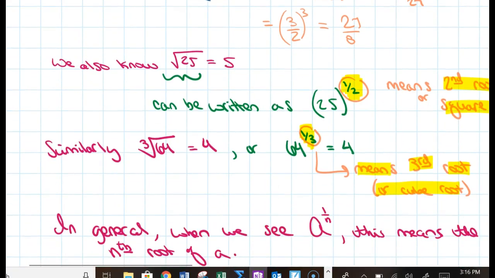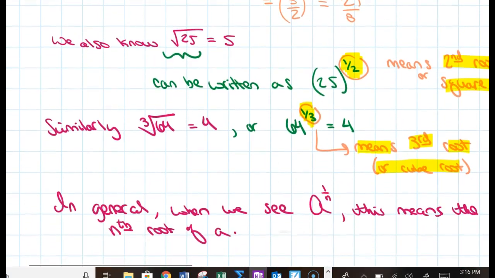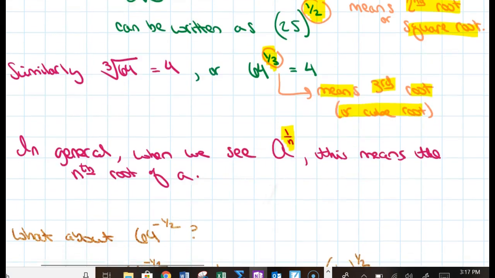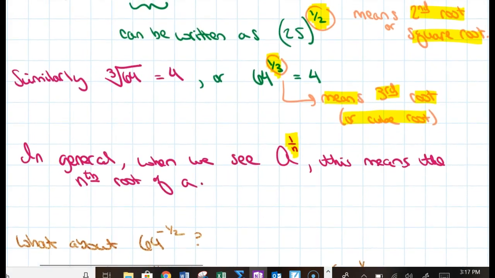And then we can do some pretty funky things. First, let's have a general rule. When we see a number a raised to the power of 1 over n, this means the same thing as the nth root of a. And then we can pull it all together. So what about 64 to the, now look what we've got here, negative 1/2.